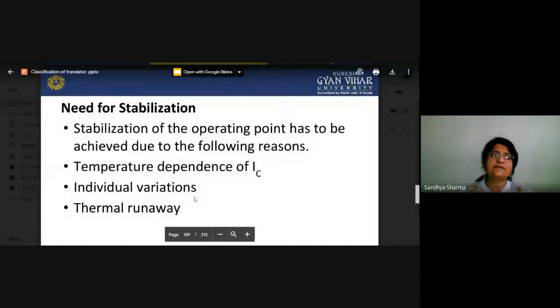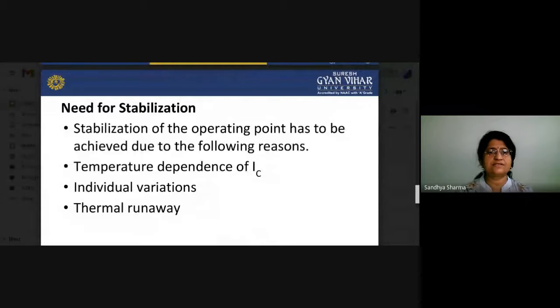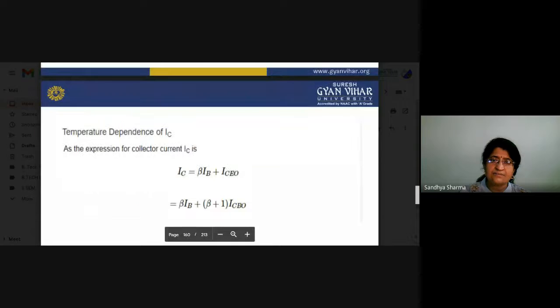Now we will see why we require stabilization. Stabilization of the operating point has to be achieved due to the following reasons. What are the reasons? Temperature dependence of IC, because the collector current IC is dependent on the temperature. Individual variations, and another phenomenon, thermal runaway. We will see further what the thermal runaway is. These three are the basic requirements for which we require stabilization.